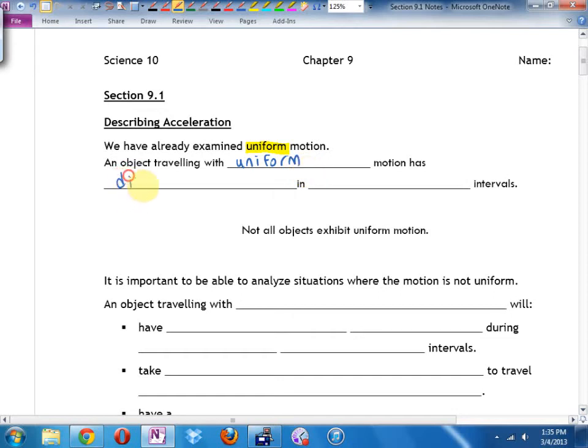It has equal displacements, I forgot to put the word equal, in equal time intervals. If you're traveling the same distance in the same amount of time, your speed's not changing. You're in uniform motion, you're not accelerating. If you're speeding up or slowing down, if your speeds are different between two time intervals, that means you'll cover a different amount of space.